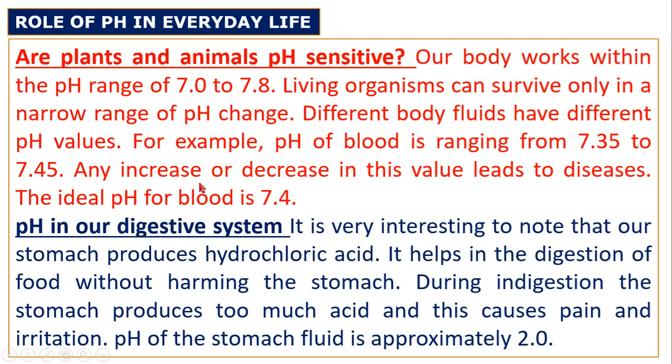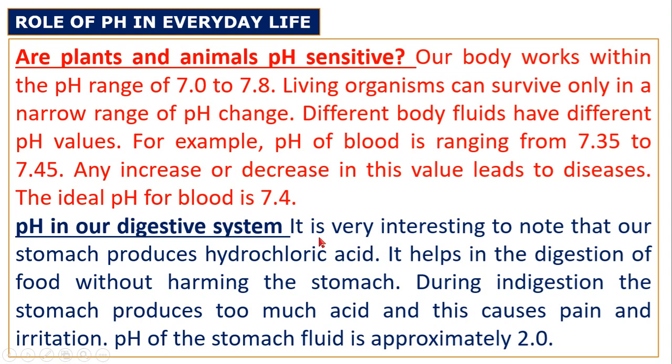For example, the pH of blood ranges from 7.35 to 7.45. Any increase or decrease in this value leads to diseases. The ideal pH for blood is 7.4. What is the meaning of ideal? It means the correct pH of blood is 7.4.